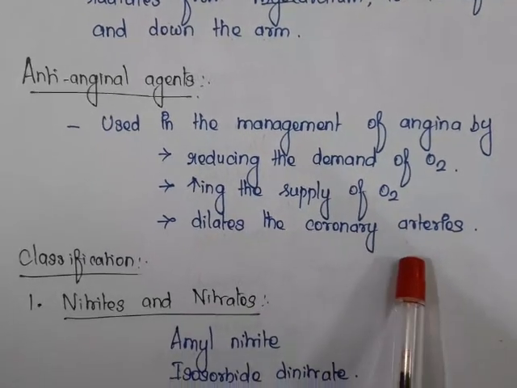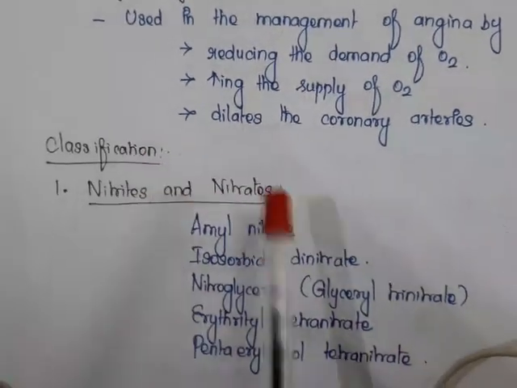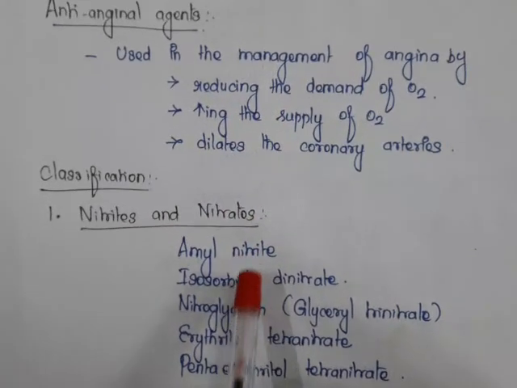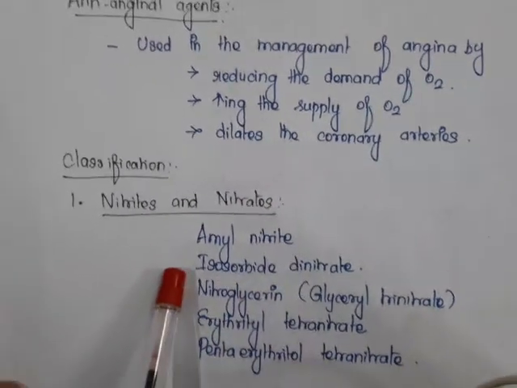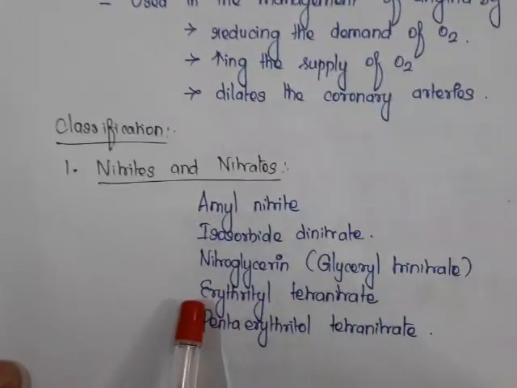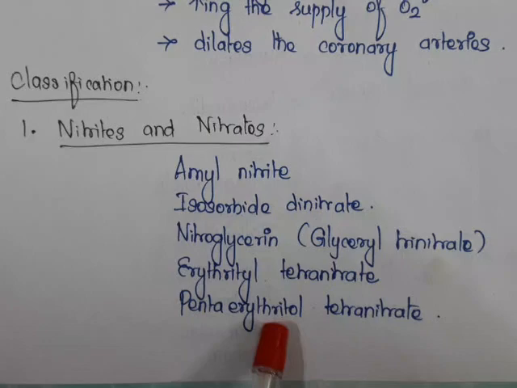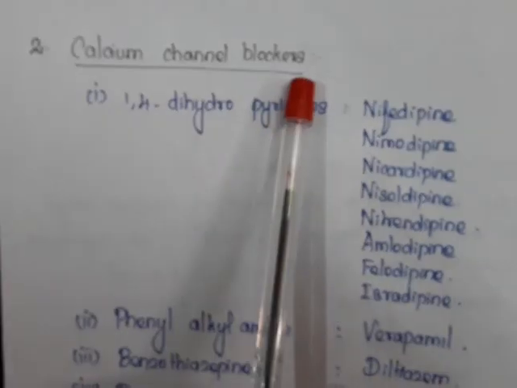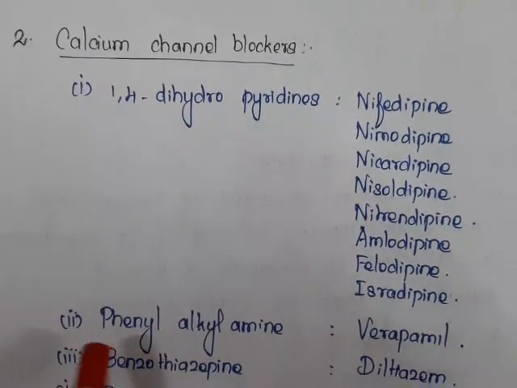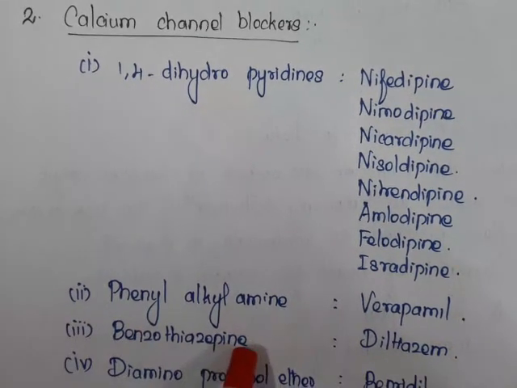Now we will see the classification of anti-anginal agents. The first one is nitrites and nitrates. Under that, examples are amyl nitrite, isosorbide dinitrate, nitroglycerin or glyceryl trinitrate, erythritol tetranitrate and pentaerythritol tetranitrate. Second type is calcium channel blockers. In that, four subtypes are there: 1,4-dihydropyridines, phenylalkylamines, benzothiazepines and diaminopropanol ether.